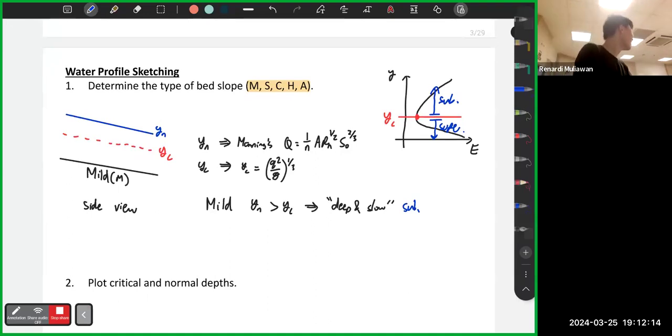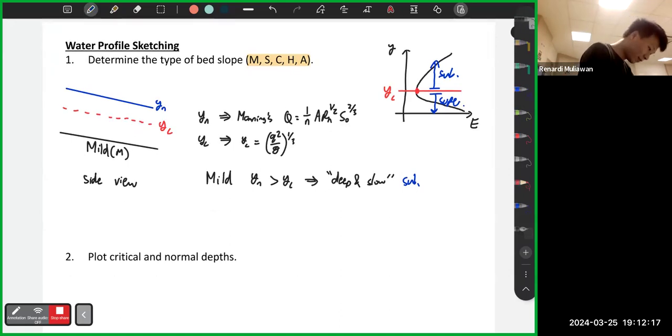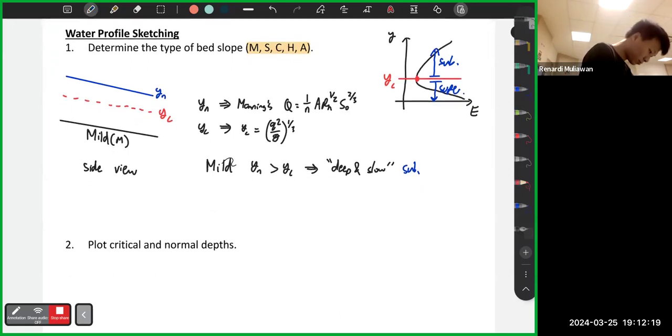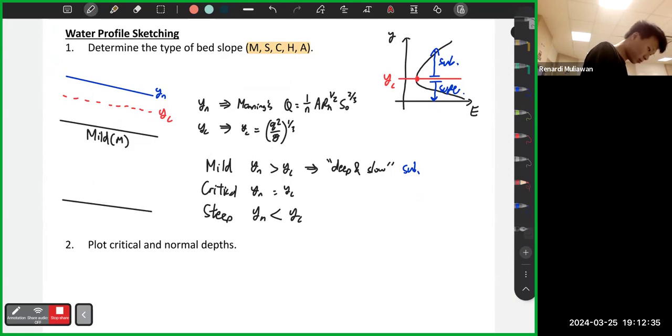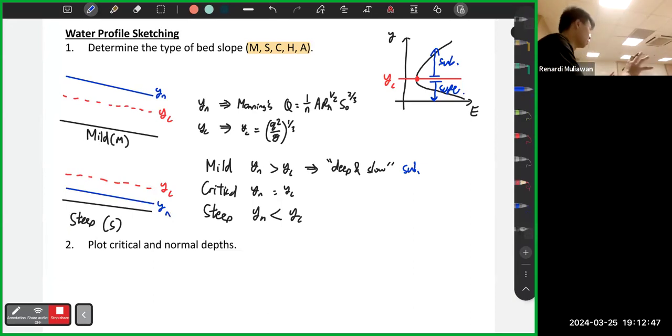And then next we have the critical slope. So this one is yn equals yc. Then for steep, yn is less than yc. So this one is a steep slope. Imagine this is your yc. This is your yn. So it's below. So that's how you differentiate the two slopes.